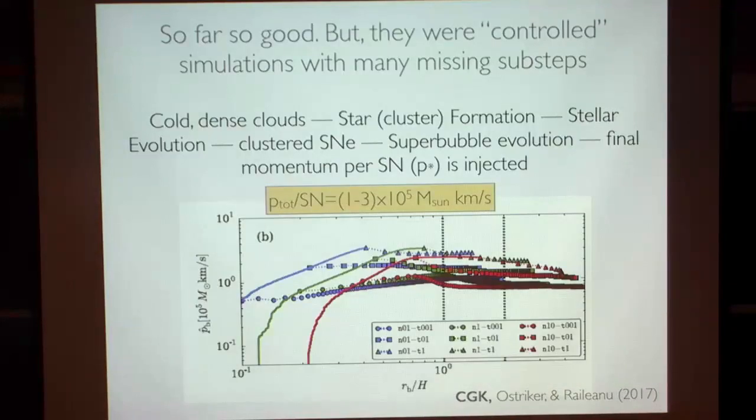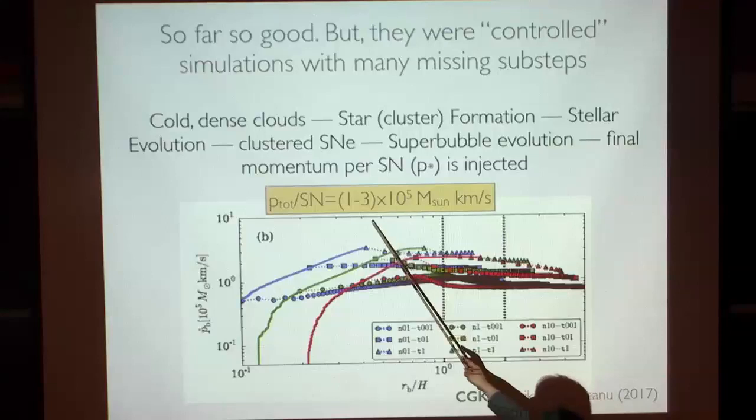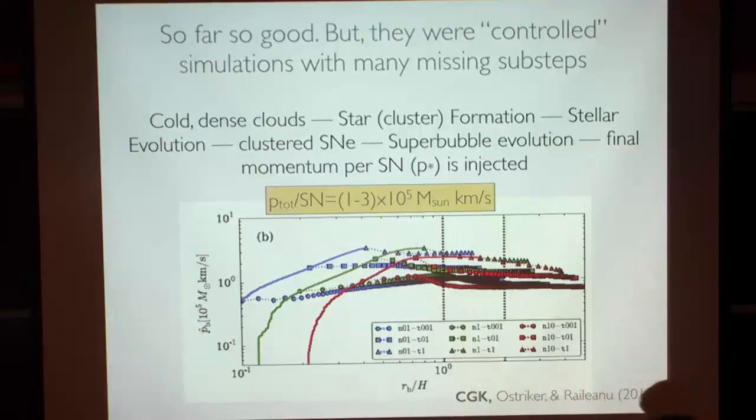Fortunately, we changed the background density and the time interval with different parameters, but we always get a quite similar range of momentum injection per supernova, which is a level of 10 to the 5 solar mass kilometer per second.